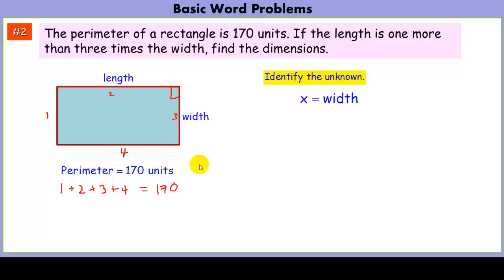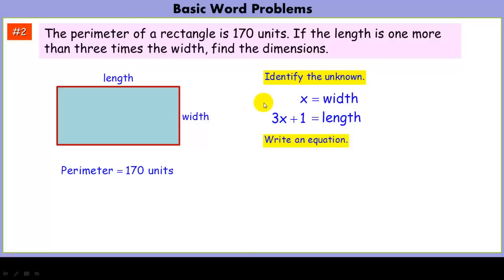Here's the key. You pick one of the sides, and I picked the width because the length is being compared. It says the length is 1 more than 3 times the width. So width equals x. The length is 1 more than whatever I'm comparing it to. If the width is x, 3 times the width is 3x.